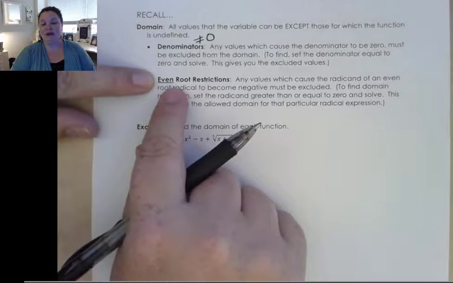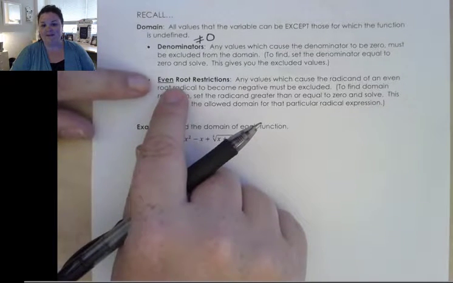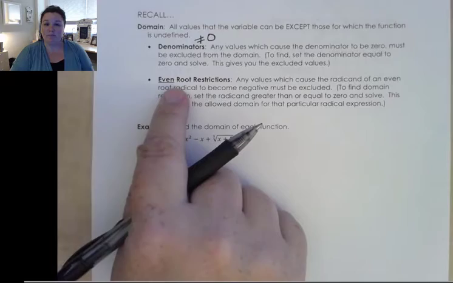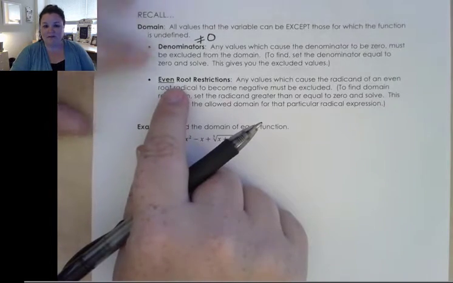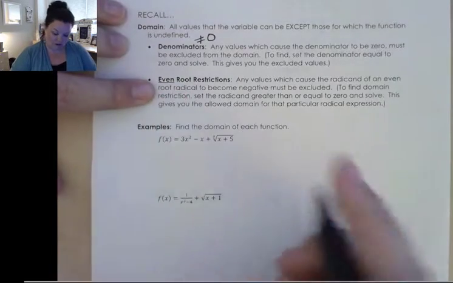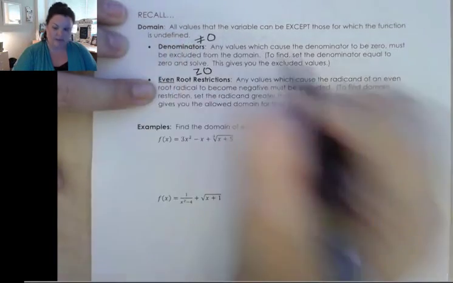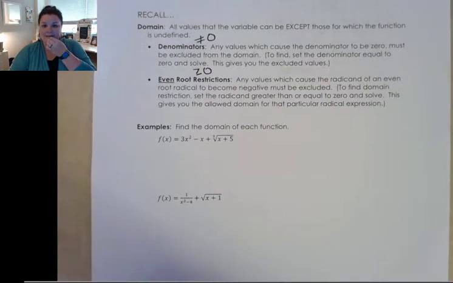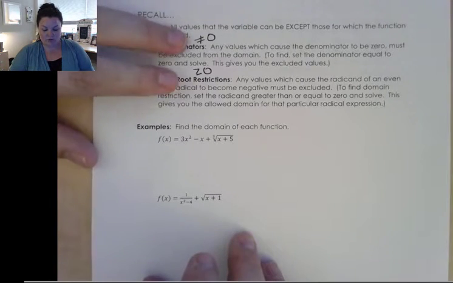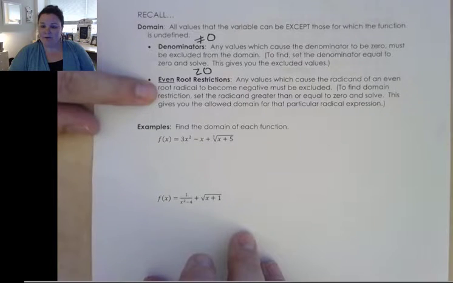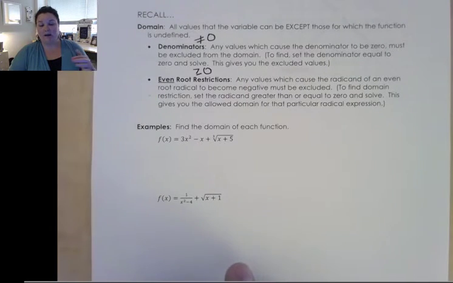So meaning if we have a square root, right? If we have an even root, we can't get a negative under it because that creates an imaginary number, right? A complex number, which we can't use to graph. So for even root restrictions, whatever's under our radical has to be greater than or equal to 0. Okay, so it is very important that you know the difference. Okay, that you know denominators can't be zero, even root has to be greater than or equal to 0.